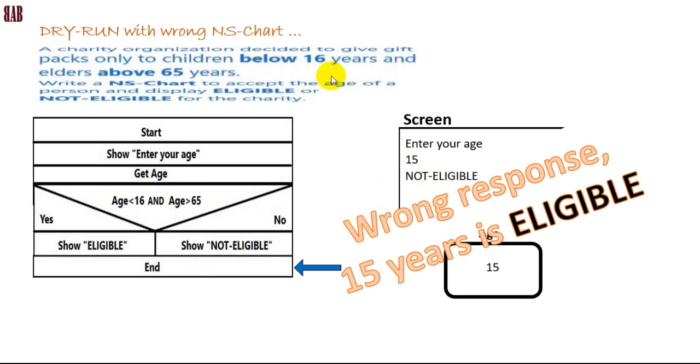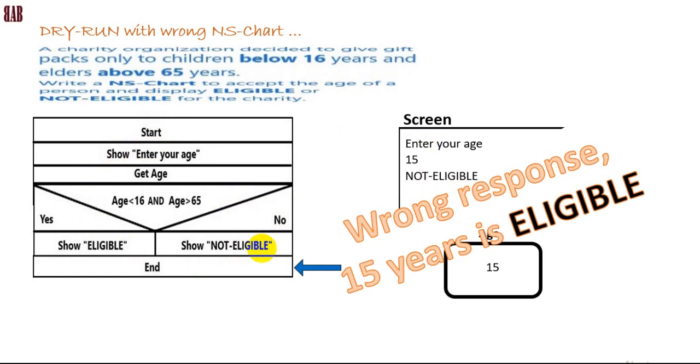16 years is okay, below 60. So 15 is below 16 years. So no problem, it should say eligible. But the way the NS chart is written, it's going to do this. Right? So it has come through. Now let's try two more variations with the wrong NS chart and see.